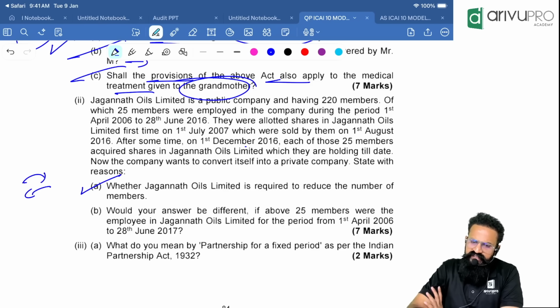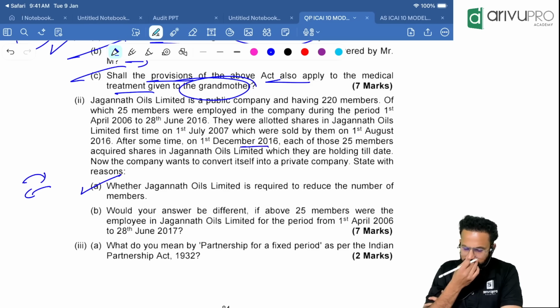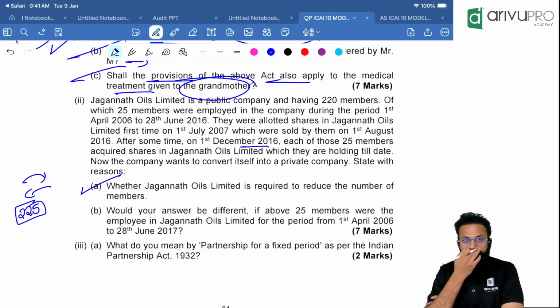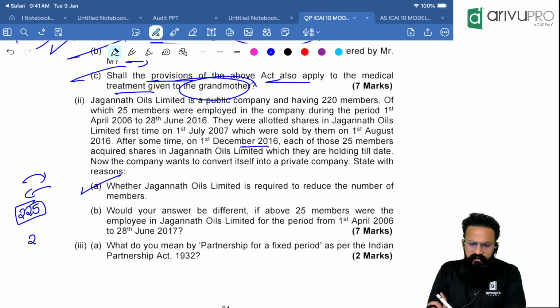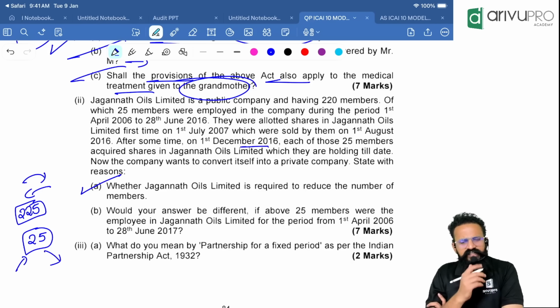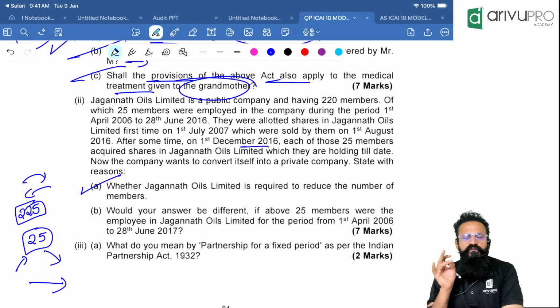After some time on 1st December 2016, each of those 25 members acquired shares of Jagannath Oils Limited, which they are holding till date. Now the company wants to convert to a private company. Now what has happened? It's a public company which has 225 members. In this, they are telling you there are 25 employees for whom the company had allotted shares, and they have sold it subsequently. And after another 2 years' time, they have purchased it from the market. Now they're asking you whether they will be counted in the count of members or not.